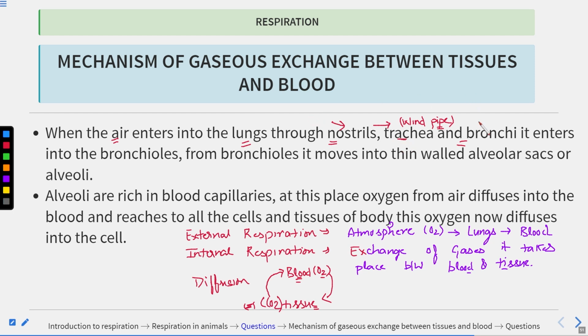Now the trachea further leads into the bronchi. There are two bronchi, the left and the right bronchi. These bronchi enter into the lungs and divide into bronchioles. From the bronchioles, the air moves into the thin walled alveolar sacs known as the alveoli. And in the alveoli, what happens? There is the exchange of the gases.